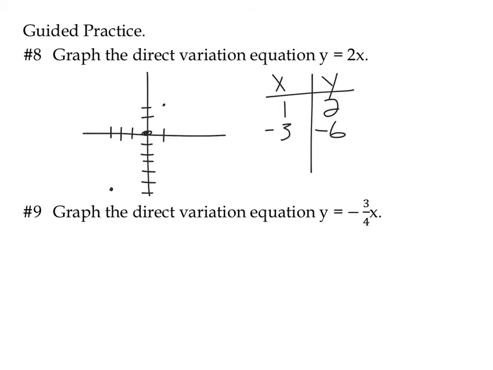And again, if we draw our line through those points, that's our direct variation graph going through, again, the origin. The origin right there, right? That point right in the middle where the x and y axis meet.